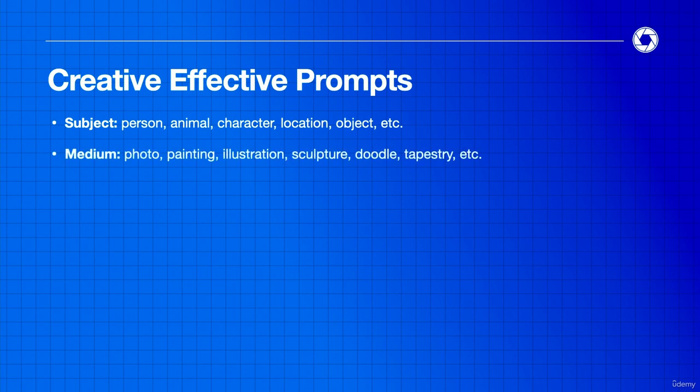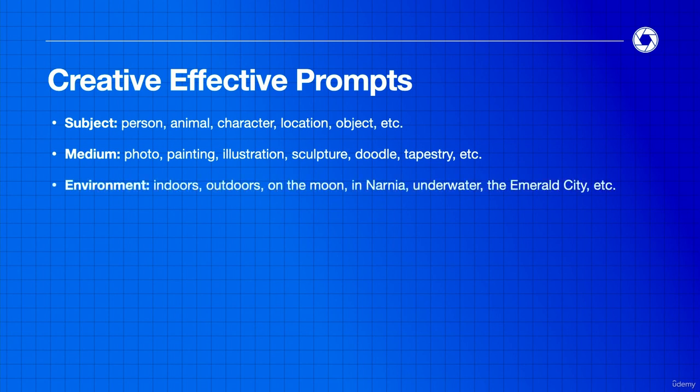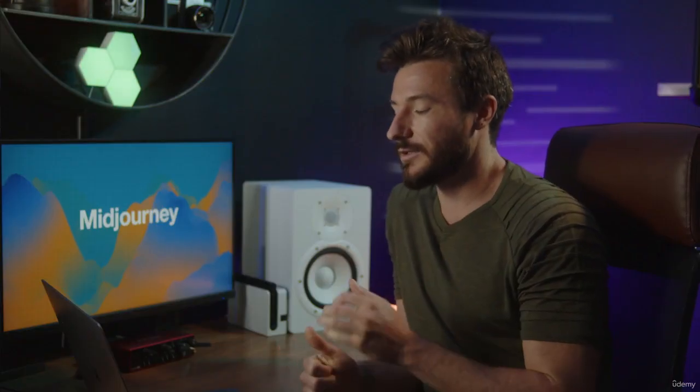And then we have the medium, AKA the type of background or where the art is gonna live on. Is it a photo, a painting, an illustration, a sculpture, or a tapestry? This is gonna change the texture and the feeling of the output. After that, we have environment. Is it indoors, outdoors, on the moon, in Narnia, underwater? All of these descriptions help further create that look that you're going for, as if you were explaining it to a painter who's painting this from scratch.